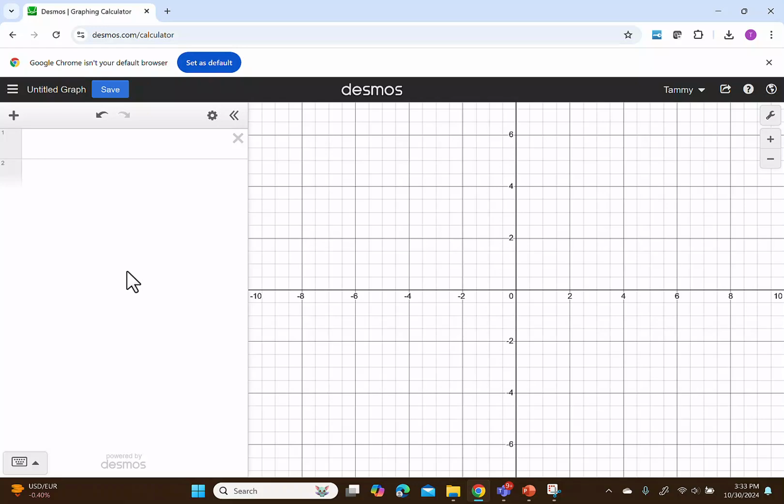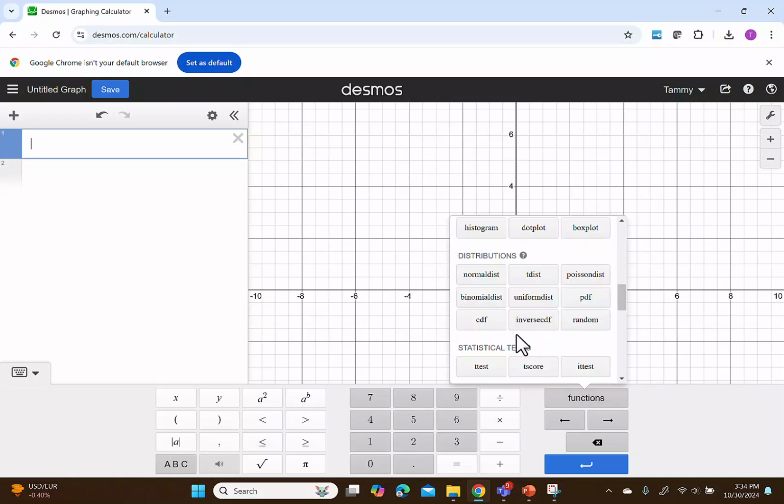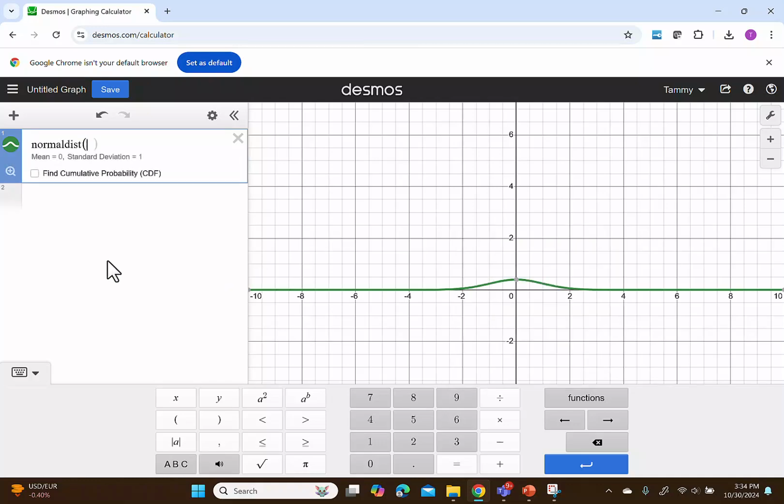So in Desmos, you have two different ways to get the normal distribution. Maybe the easier of the two is to open the keyboard, go to the functions, then scroll down until you find distributions. You want the normal dist. By default, the normal distribution has a mean of 0 and a standard deviation of 1. So it is bringing in the standard normal distribution when you use this command.